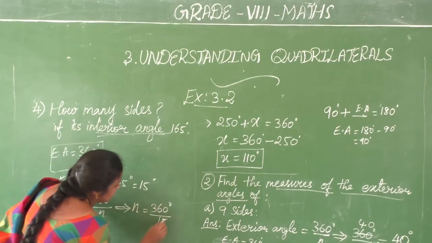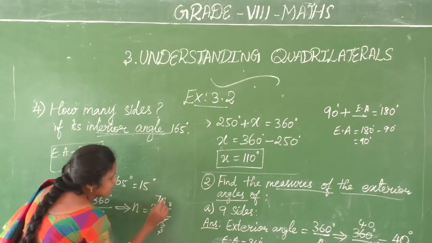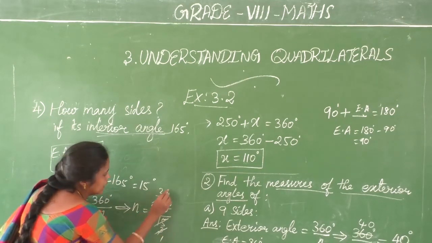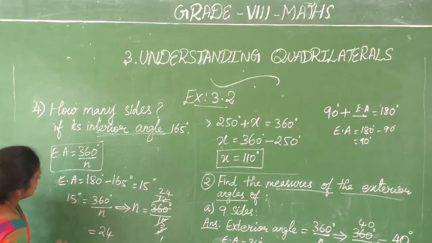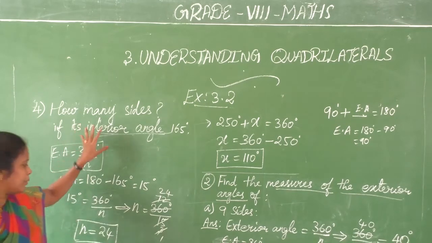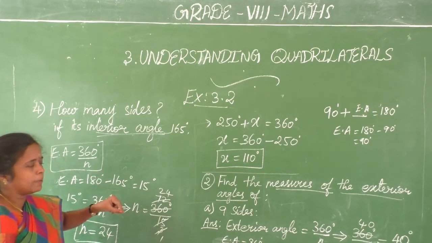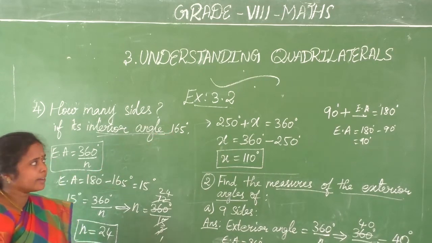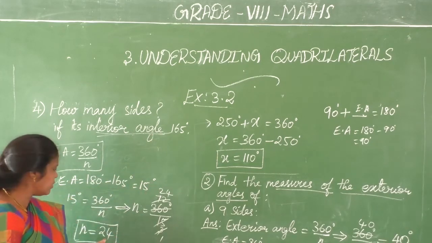Simplify using the fifth table. 3 5s are 15, 7 5s are 35. Remainder one becomes 10. So 2 5s are 10. Again 1 3 is 3, 2 3s are 6. Remainder one becomes 12. So 4 3s are 12. So 24. So n equals 24. The number of sides of the polygon is 24. So the polygon has 24 sides when its interior angle is 165 degrees. Clear? When the interior angle is 165, how many sides does the figure have? 24. Clear?